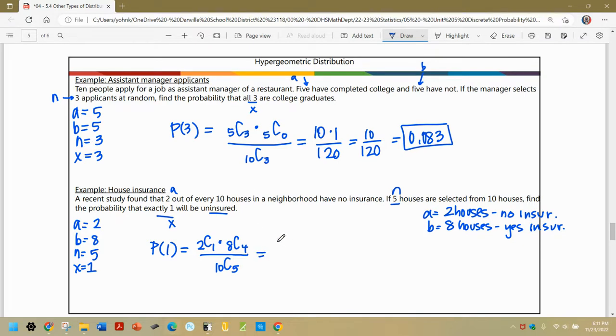So 2 choose 1 is 2, 8 choose 4 is 70, 10 choose 5 is 252. So this gives us 140 over 252, 3 decimals, 0.556. So basically, if I select 5 houses from 10, knowing that 2 out of every 10 houses have no insurance, I have a 56% chance that I pick exactly one that is uninsured.